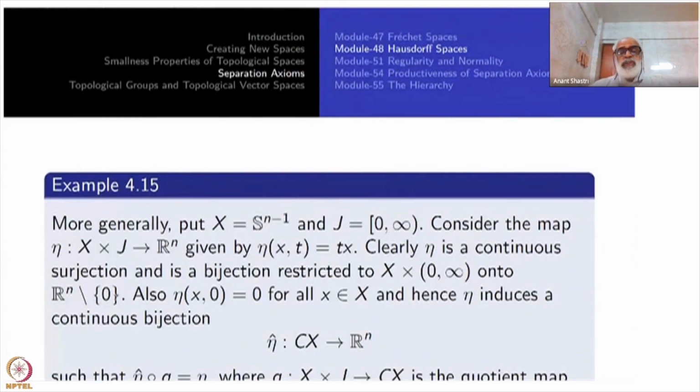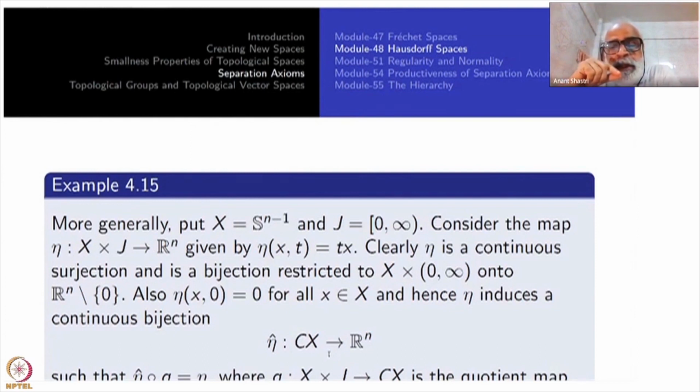Okay. So this is precisely what you call polar coordinates in the case of n equal to 2. At (0, any vector v), that will represent 0 times v, which is just 0. So that point is over-represented. There are too many points which represent that point. But everywhere else, there are unique representations. So eta of (x, 0) is 0 for all x in X. And hence eta induces a continuous bijection when you pass on to the cone.